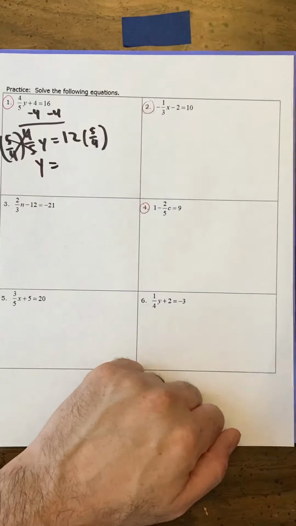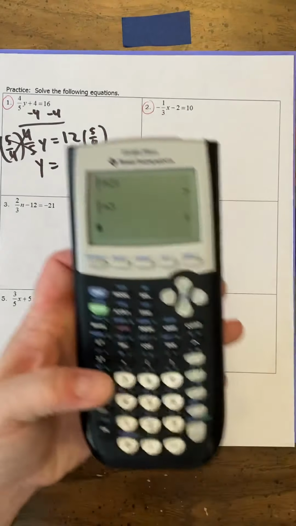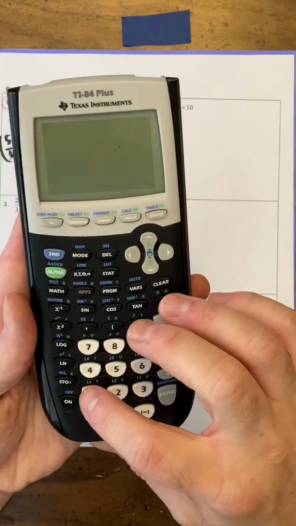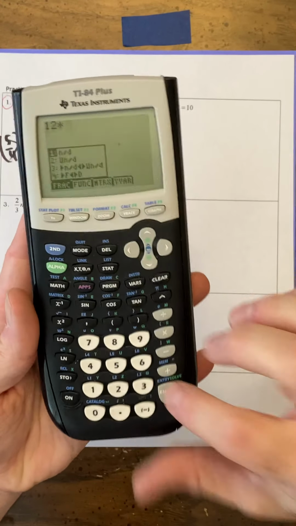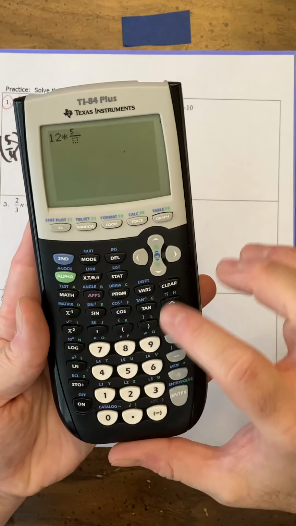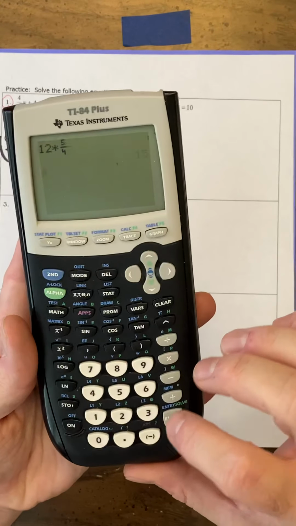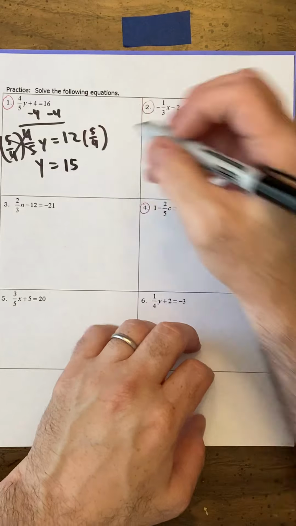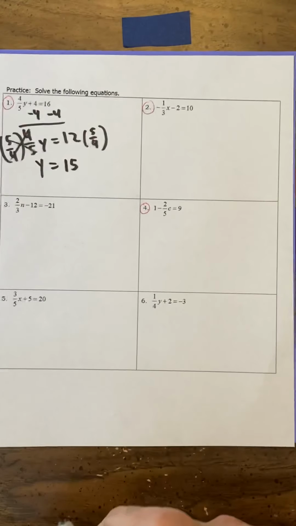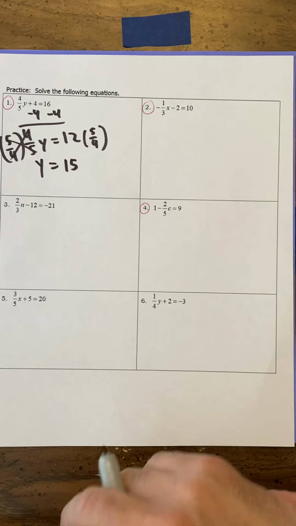On this side, we have to do 12 times 5/4. No problem. In your calculator, you can do 12 times, and you can go to alpha y equals. Put in your fraction there. Put in 5 and 4. 5 divided by 4, 15. So here you get y equals 15. So it's pretty easy to work with fractions if you use this technique.